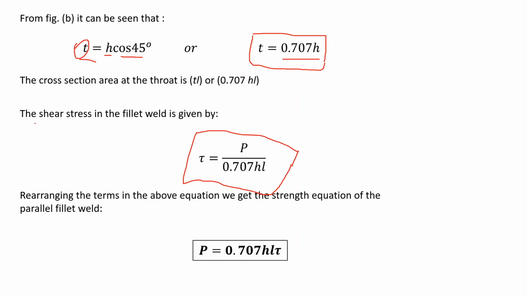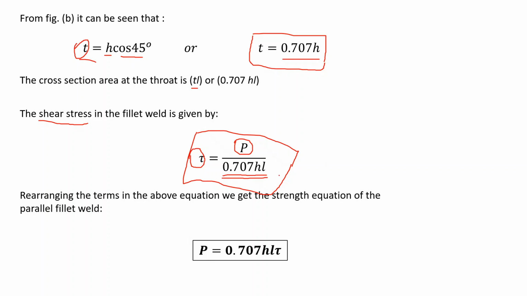This equation is giving us the shear stress induced in the parallel fillet weld across the minimum cross section area, and we are considering minimum cross section area because that is the point where your failure will start. Now your shear stress is equal to the applied tensile load P divided by the minimum cross-sectional area of the weld, which is T times L. If you substitute the value of T, it is equal to 0.707 times H times L, where L is the length of the weld.